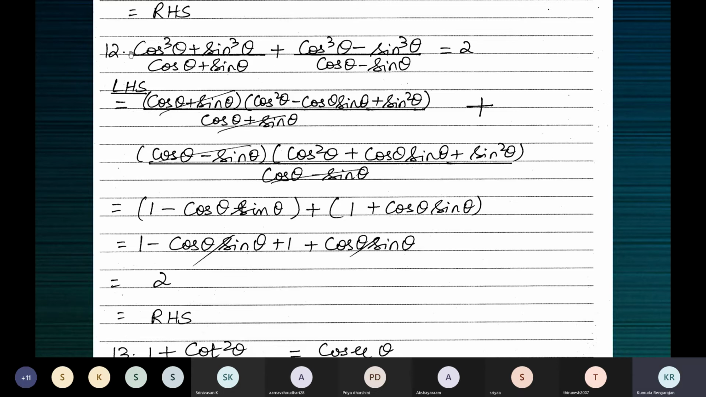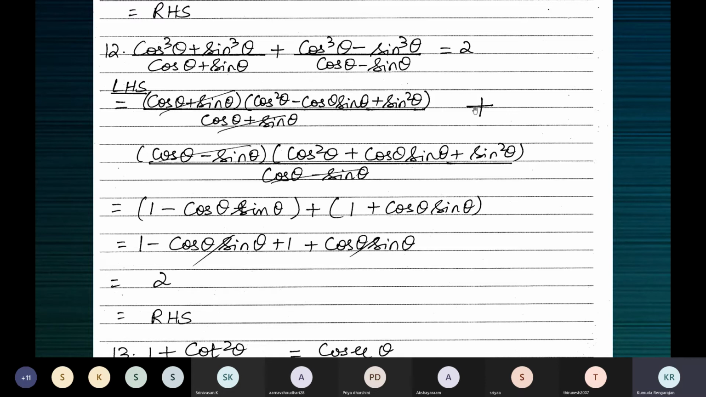We take up the first term and observe it closely. The denominator is a plus b and the numerator is a cube plus b cube, where a is cos theta and b is sin theta. So a cube plus b cube is a plus b into a square minus ab plus b square, divided by cos theta plus sin theta. So cos theta plus sin theta in the numerator and denominator get cancelled. It's a product here, so you can cancel.